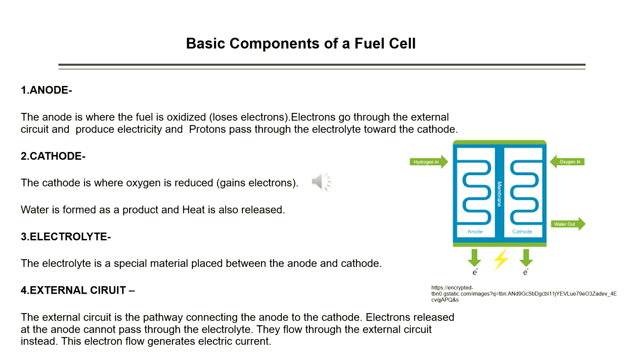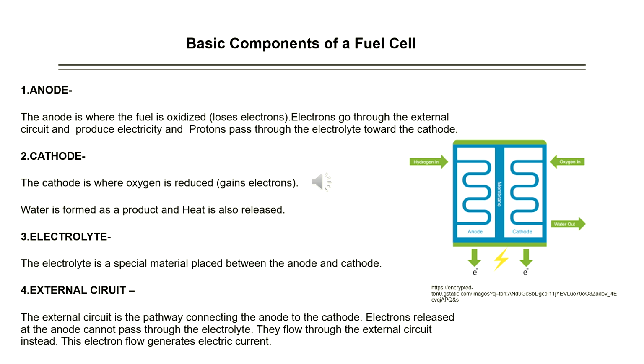Then the second component is cathode. Cathode is where the oxygen is supplied, and the reduction happens here. The oxygen combines with protons and electrons to form water, where water will be formed at the cathode.